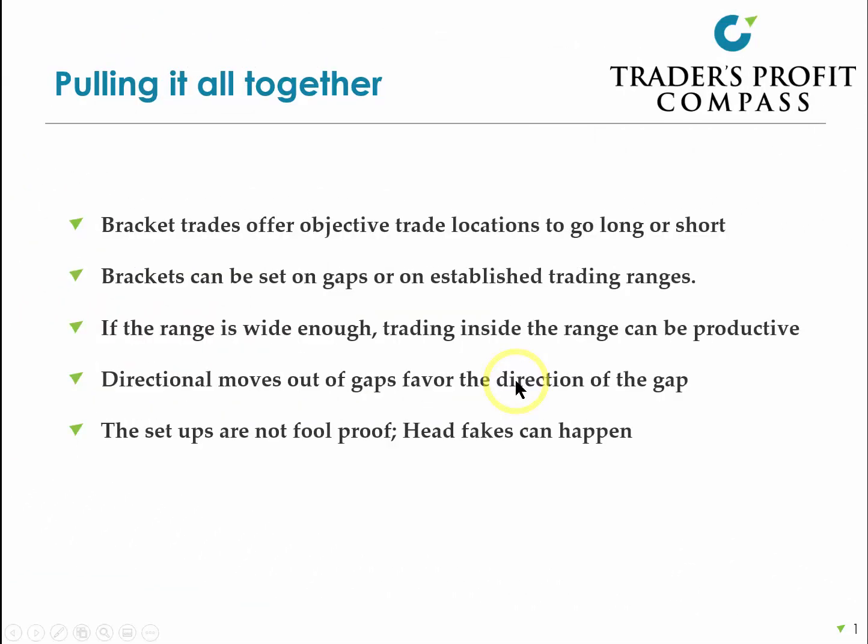Pulling it all together, I hope this was beneficial for you. The bracket trades offer you very objective trade locations to either go long or short, and that's really the most important element of it. If price is moving outside a well-defined range, then you have a level to shoot against, either on the long side or the short side. You can set these brackets up on gaps or on well-established trading ranges. And if the range is wide enough, you can trade within that range and get some real good productive trades out of it.